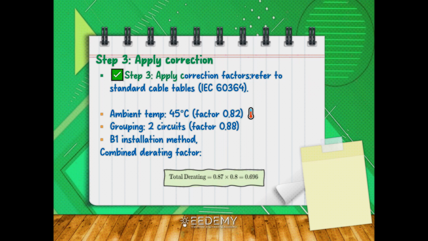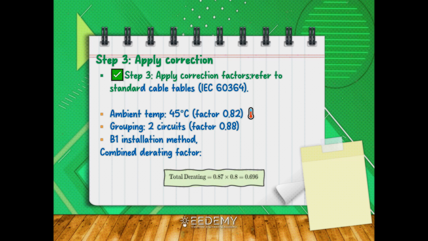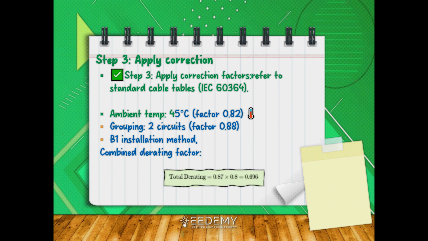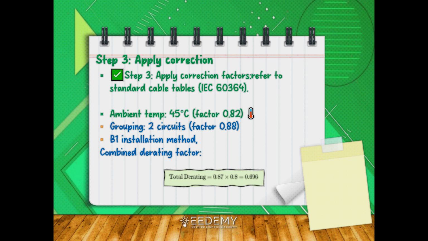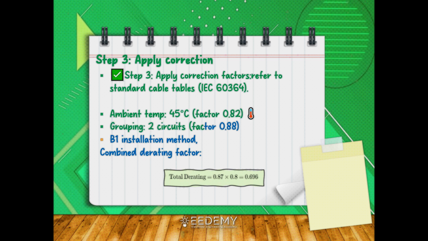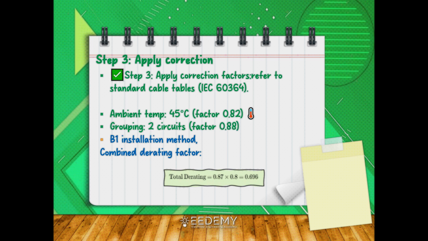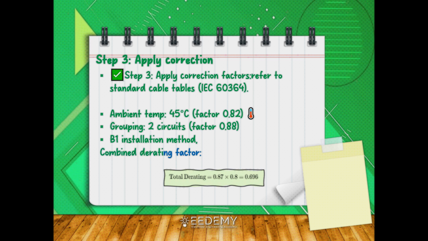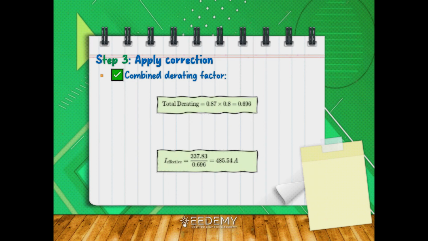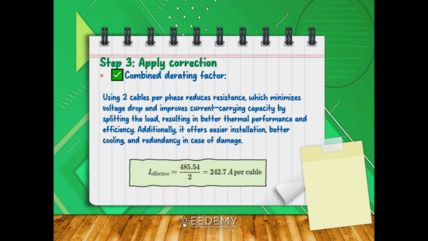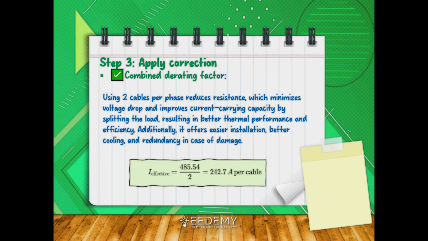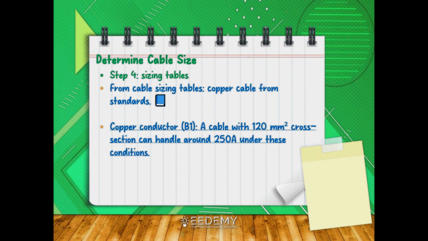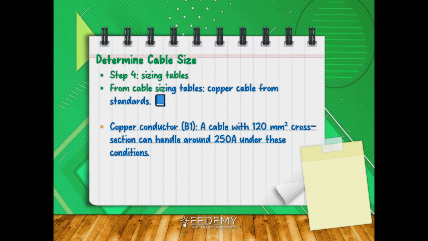Step 3, apply correction factors. Ambient temperature: at 45 degrees Celsius, use a correction factor of 0.82. Grouping: for 2 circuits, apply a factor of 0.88. From standard tables, a 120 mm² copper cable fits the bill.